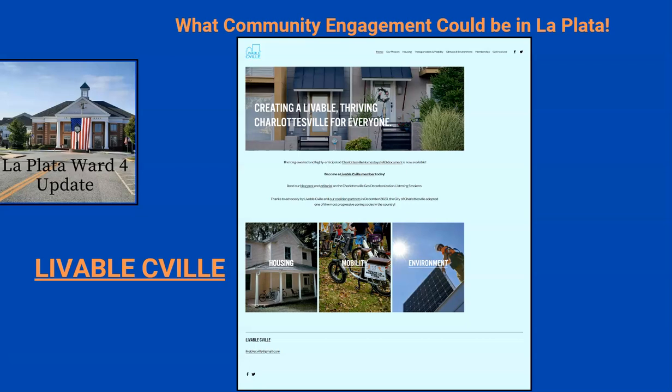I firmly believe that change happens from the bottom up. That is, from neighborhoods and residents making changes. And perhaps this current slide will show you a sample or an example of what could be a very successful and useful La Plata engagement process. It's called Livable Charlottesville, from Charlottesville, Virginia. It's a citizen group organization in the city of Charlottesville, Virginia.